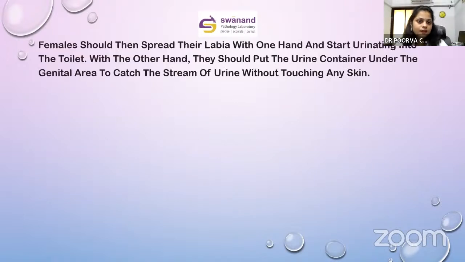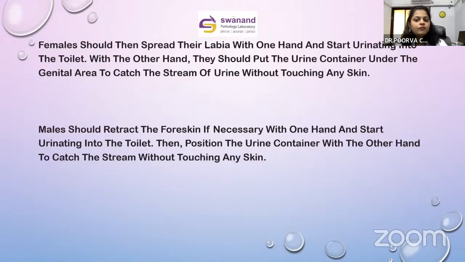Right. So once you have done that, females can start urinating and they have to again take a clean catch midstream sample without touching the skin. Even males can retract the foreskin with one hand and start urinating in the urine sample. This has to be sterile because we are giving the sample for culture, and for culture we are seeing the infection. So be sure that you're not introducing any unwanted infection while you're giving the sample.